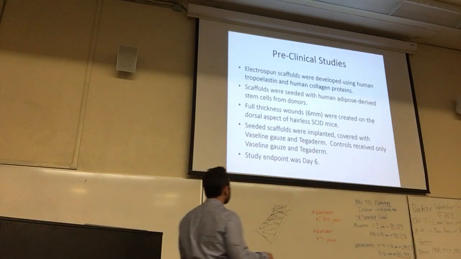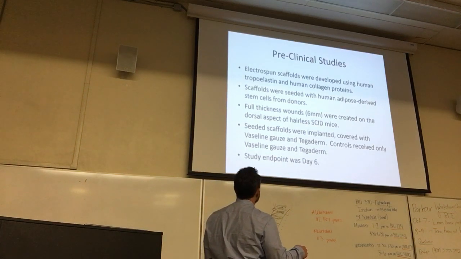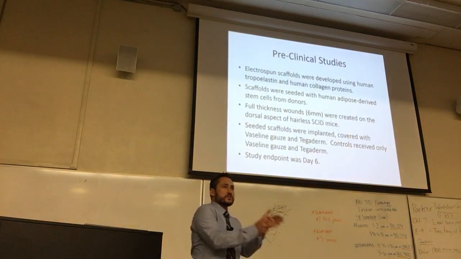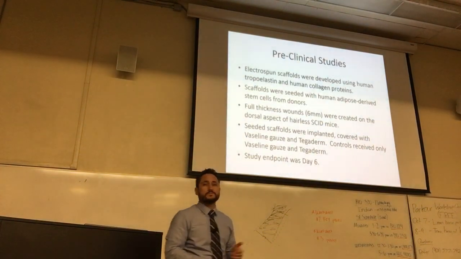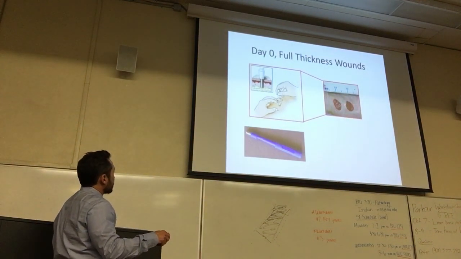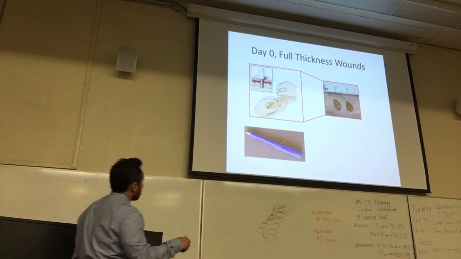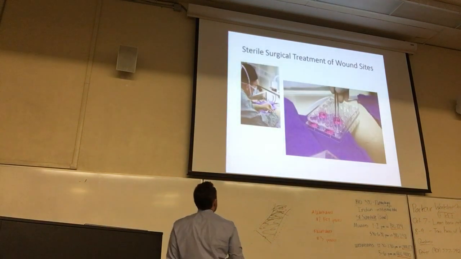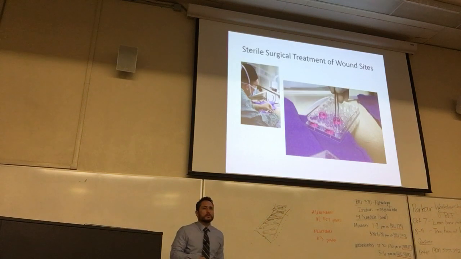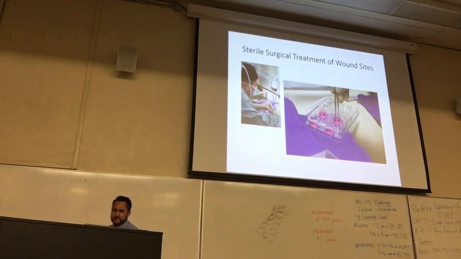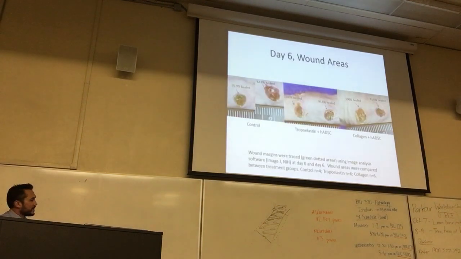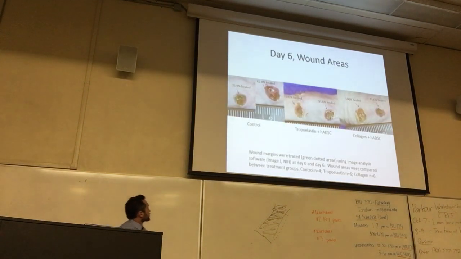So there's a special type of mouse called a severe combined immunodeficient mouse, and we were implanting human stem cells into its skin. So the model looks something like this, where we create these full thickness wounds using a biopsy punch. And then we created these scaffolds. We grew them in an incubator for about 2 to 3 days max. This is a picture of Hans doing the surgery here on the left. And these are the results.